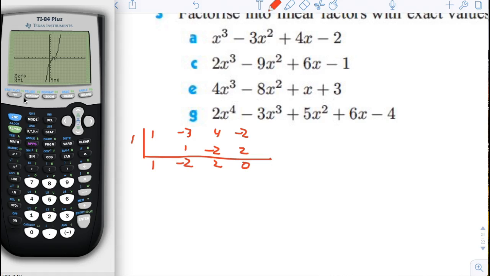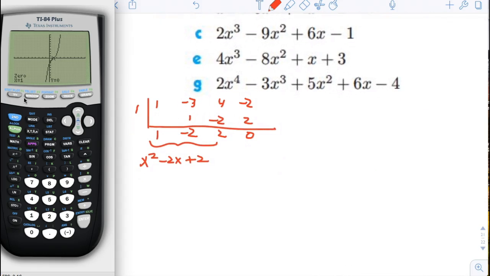Just watching my daughter this morning doing a bunch of long division problems. Do you remember doing that? Synthetic division is actually easier than long division, isn't it?